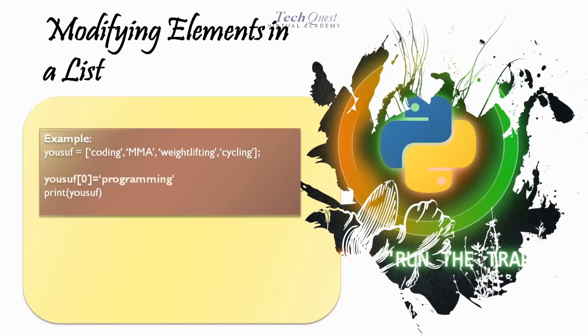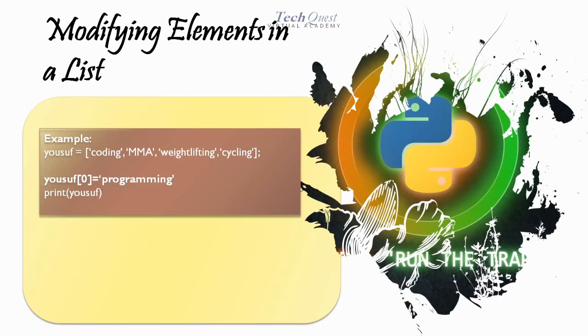Here I mention my variable in which I stored my list, and after my variable I mention the index at which I want to replace. So I want to replace this string, that is coding, with programming, and you all know that coding is present at the index 0. So I replace it with programming, and then I print my variable, and in the output you will see, instead of coding, programming here at the 0 index.